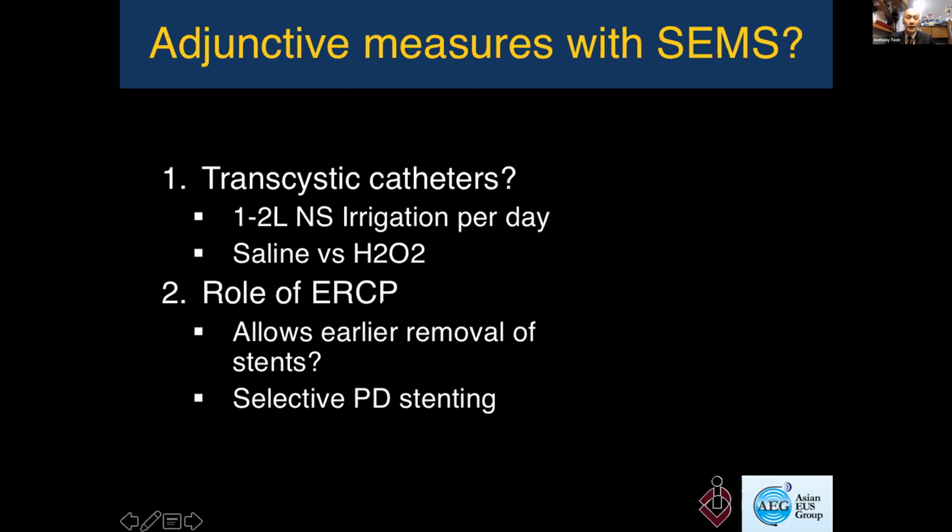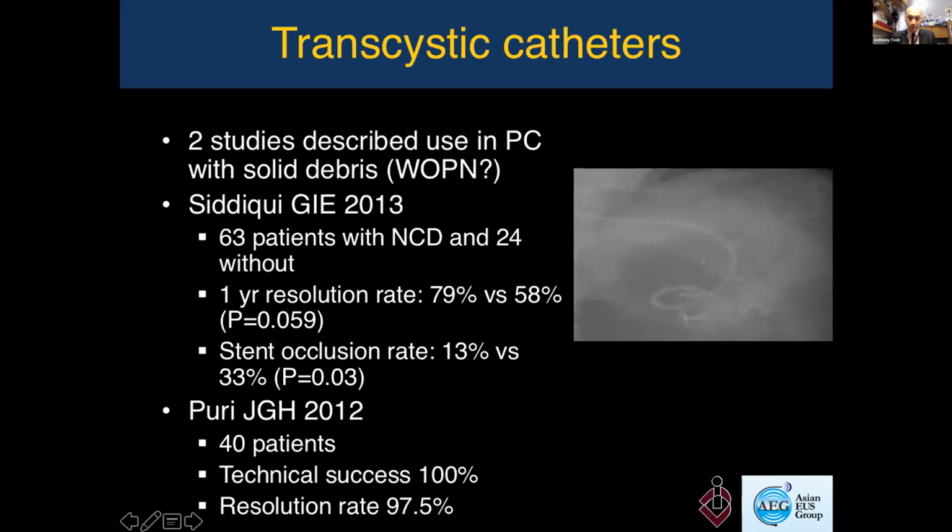Role of ERCP. In some patients with recurrent pseudocysts, I would perform ERCP to check if the PD is leaking. And in some patients, if we have a pre-procedure MRCP showing a pancreatic leak, then we can perform an ERCP with PD stenting.